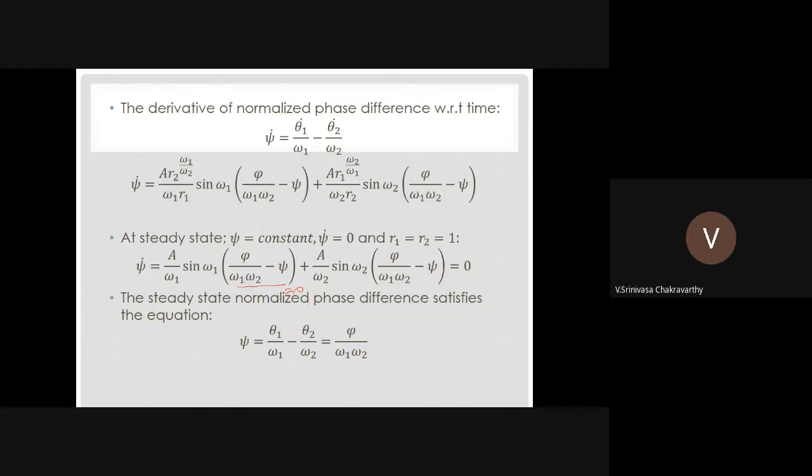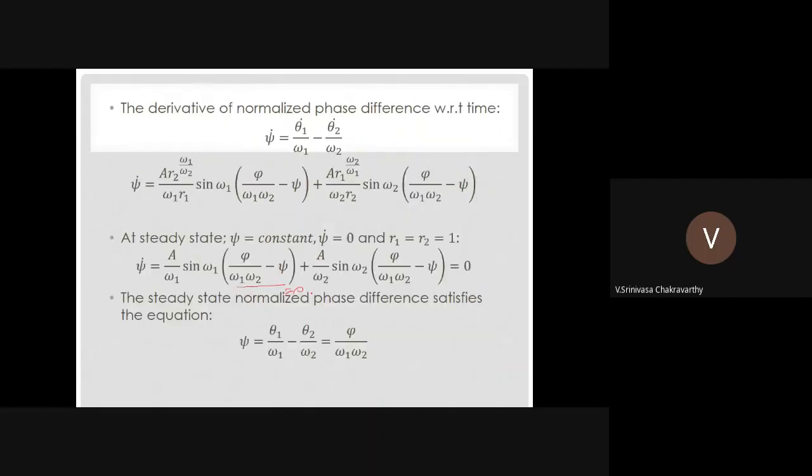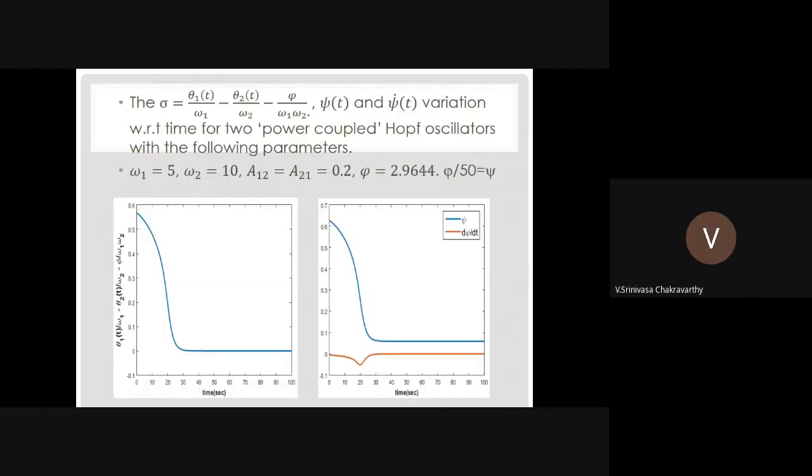If that happens, you'll have a stable normalized phase difference, and we have achieved our goal. So you can see that here you look at this term called sigma, which is basically this normalized phase difference minus this. So that should go to 0. So you define that as sigma, and run the program for two oscillators. So you can see that sigma goes to 0.